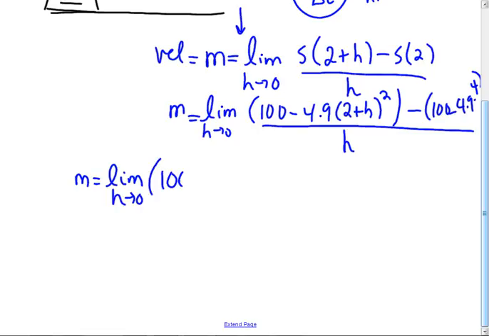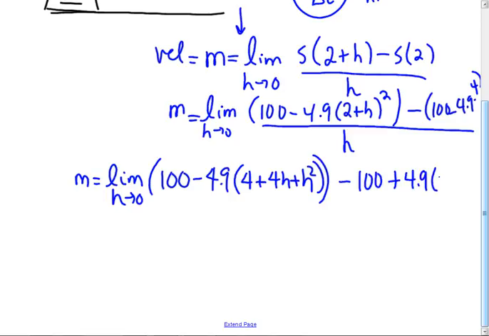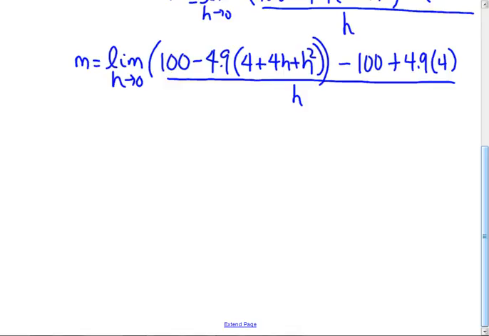So it's 100 minus 4.9, and then I got to square that, which is 4 plus 4h plus h squared. And I don't like doing arithmetic, so notice what I'm going to do. Now, this is minus 100 plus 4.9 times 4, all over h. I'm going to have to do some of the arithmetic, but not a lot. Okay, ready? So I want to simplify that numerator. This is a parentheses, basically. It says, do what's in the numerator. You're going to see nice things.